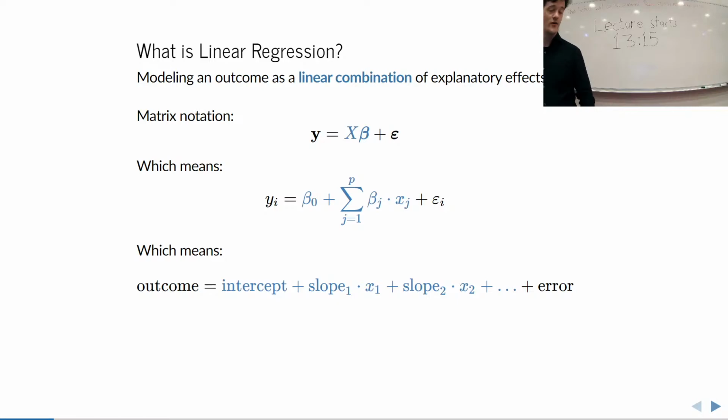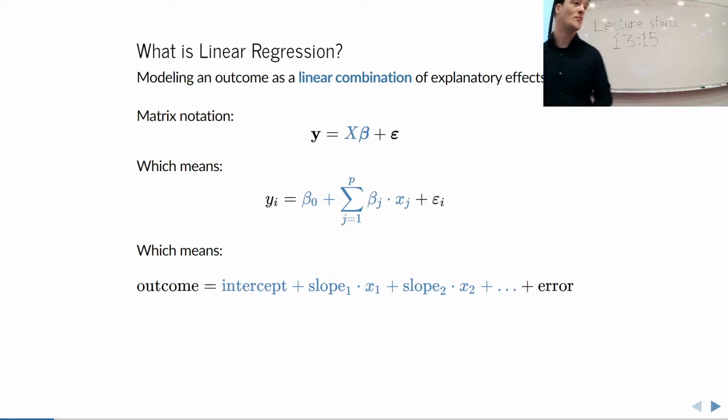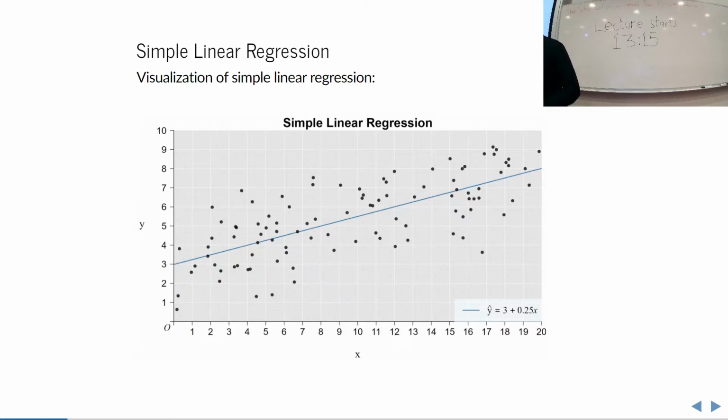Or in words, the outcome is the intercept plus a bunch of slopes times a bunch of explanatory effects plus some remainder. That is how all linear regression works. If you can somehow reformulate your problem into this form, then you can study it using linear regression. Okay, so here's what that looks like.